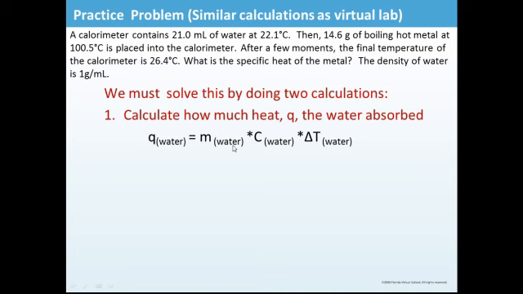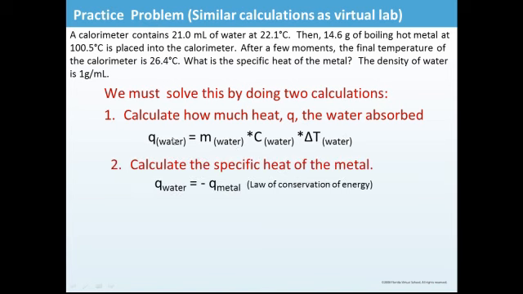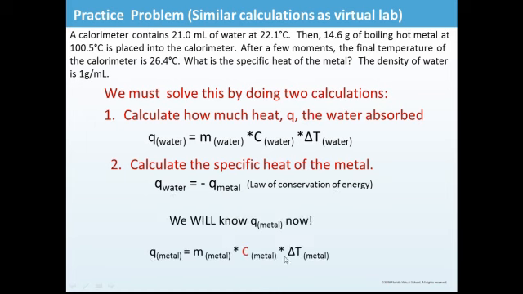So we're going to use all the values for water. Please be careful. A lot of students get very confused and they end up using wrong information and they get a wrong answer. You must use the information about the water in the calorimeter. Once we solve for the Q of water, we know that the Q of water equals negative Q of the metal because of the law of conservation of energy. Now we can plug it into this formula, rearrange, and solve for the specific heat of your metal.